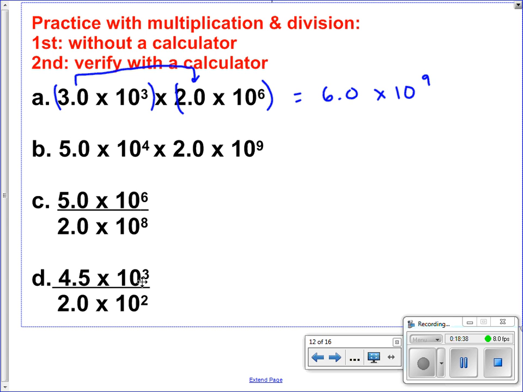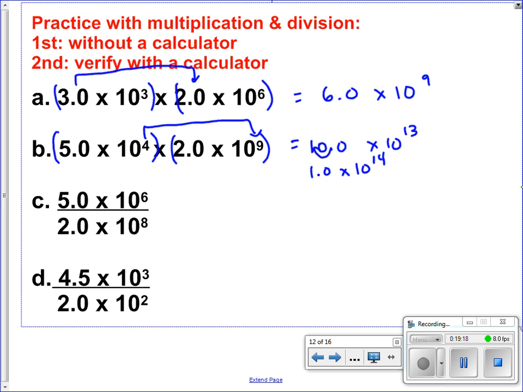Okay, next, we have 5.0 times 10 to the 4th times 2.0 times 10 to the 9th. What's 5 times 2? 10. So our mantissa right now is 10. That should raise a red flag to you. Hey, I've got too many digits past the decimal. I'm going to have to go back and fix this in a minute. Okay. Now let's add our exponents. 4 plus 9 is 13. So initially this is times 10 to the 13th, but we've got to fix this mantissa. We're going to move our decimal over one place. This is now 1.0 times 10 to the 14th. Good.